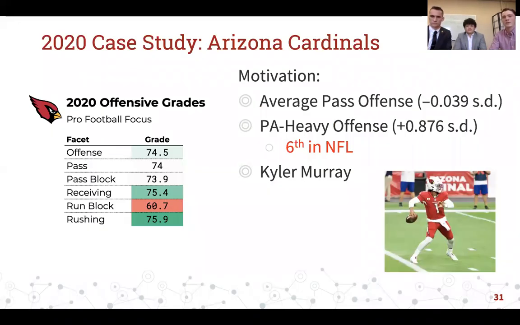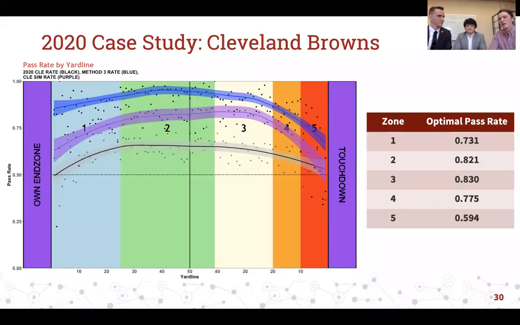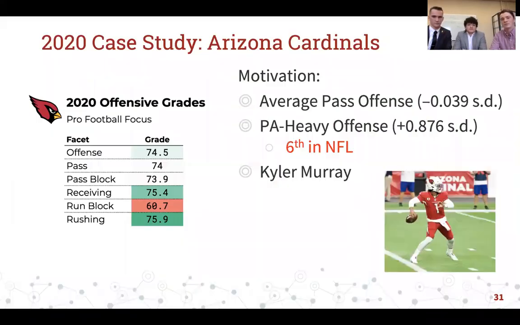And on the right, we can see those broken down by their average passing rate by zone. The second team we looked at were the Arizona Cardinals. In contrast to Cleveland, they actually have a slightly below average passing offense. They do have a play action heavy offense, but you can see their run block grade is far and away the weak spot of the team here.